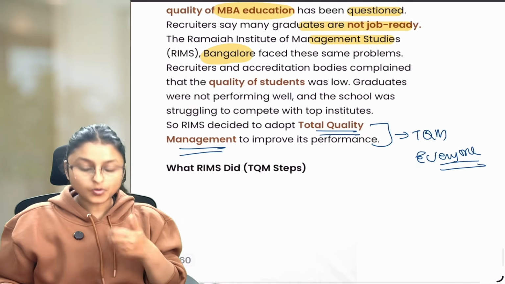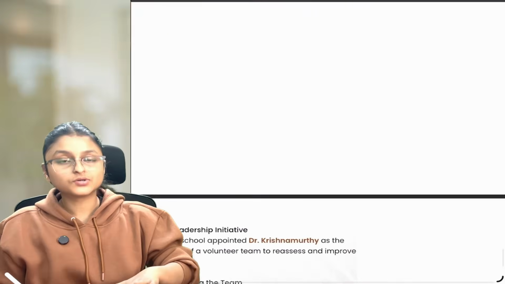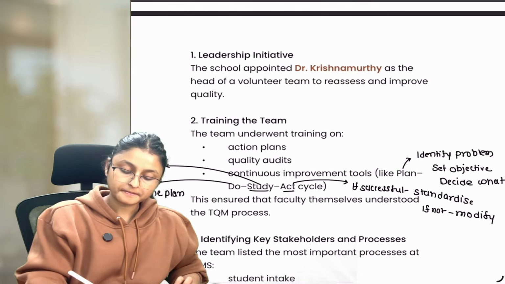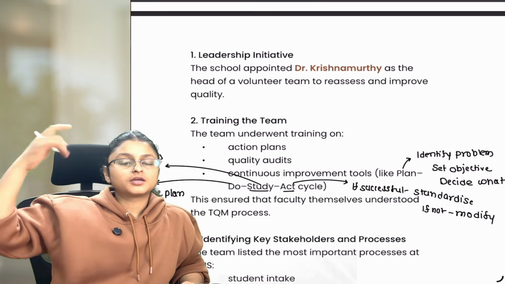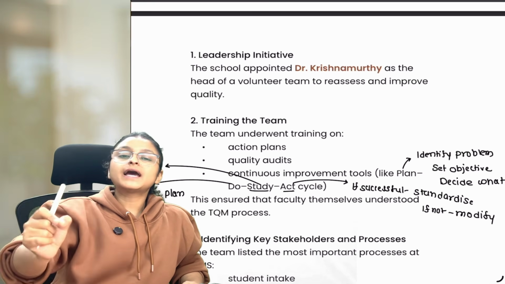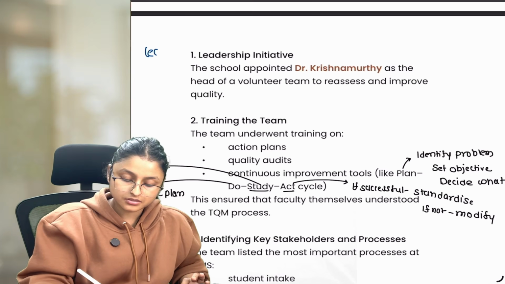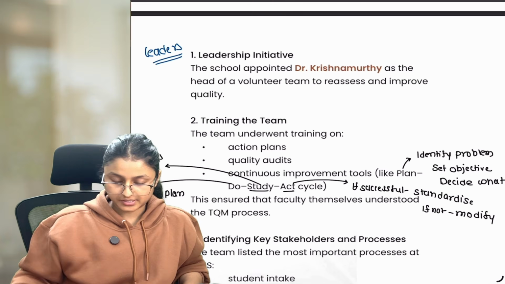Done. Next, what RIMS did, what all steps were taken under TQM in this organization. First of all, leadership initiative. As we understood that management philosophy, management thinking and mindset is important, but to apply TQM, there is a leader requirement also. There should be a leader who will handle application of TQM in the whole organization.